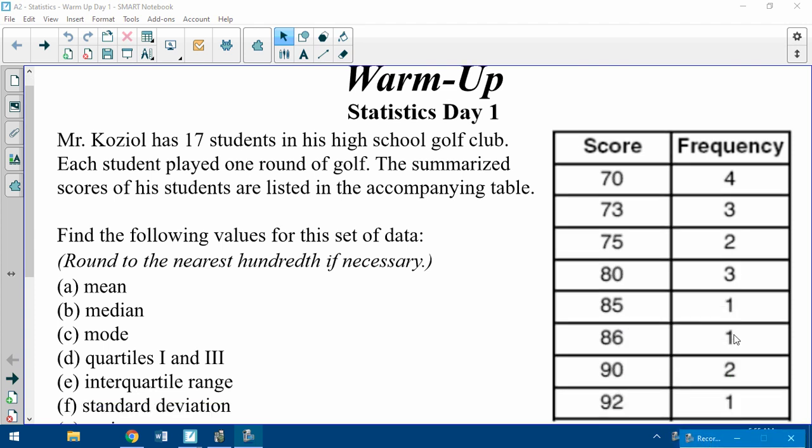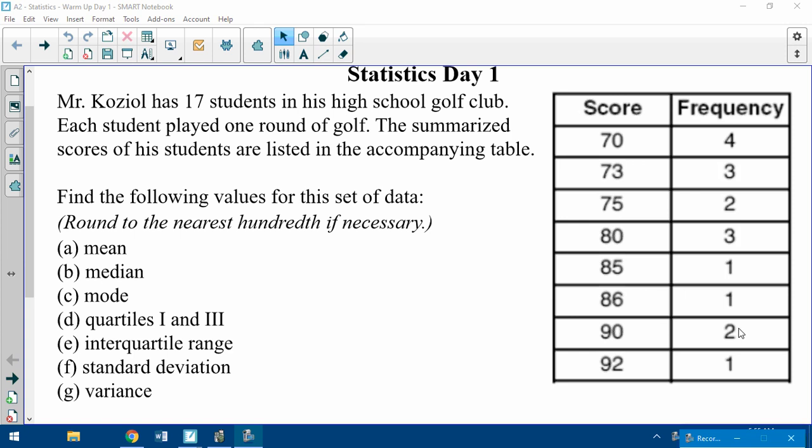I've got a warm-up based off of Day 0, which was last class's video. If you haven't watched that video yet, stop this video right now and go over to Statistics Day 0, because you won't be able to do tonight's homework if you don't watch that video. So, watch that video first. If you have watched it, pause this video and get your calculator out and try this. See if you remember what to do. Go for it.